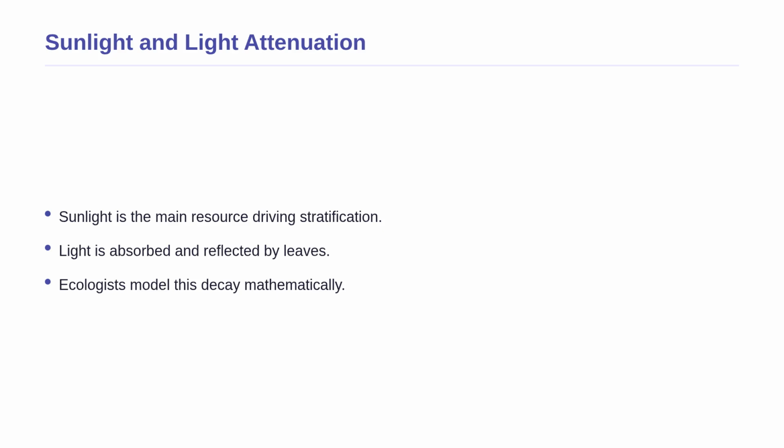To truly understand how these distinct microhabitats form, we must look at the main resource that drives vertical stratification, which is sunlight. As light travels from the top of the forest down toward the floor, it does not just pass through empty space. It gets absorbed and reflected by countless layers of leaves. This gradual reduction in light is a process we call canopy light attenuation. By understanding how light decays as it moves downward, ecologists can predict exactly how dark a specific layer of the forest will be.